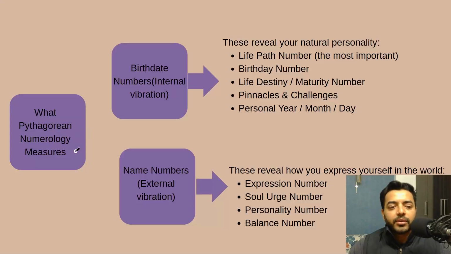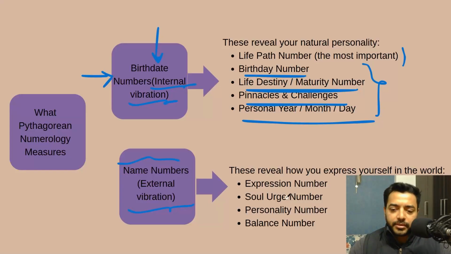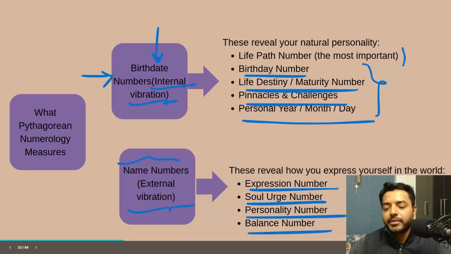So what does Pythagorean numerology measure? It uses the birth date numbers, as in 1st January 1900. So using that, you can identify life path number, birthday number, life destiny number, pinnacles and challenges, personal year, month or day. Now, you are going to go through each one of these in this course, so you don't need to remember it. But all you need to remember is one, we are going to use birth date to calculate your internal vibrations. And then we are going to use your name to calculate your external vibration. So you use a name to find expression number, solar number, personality number, and balance number.